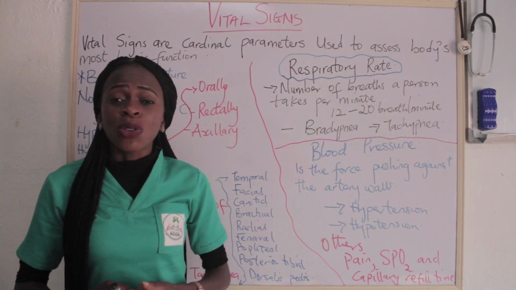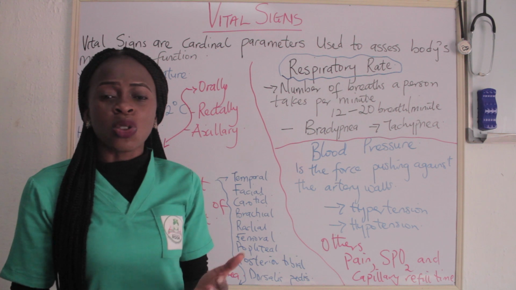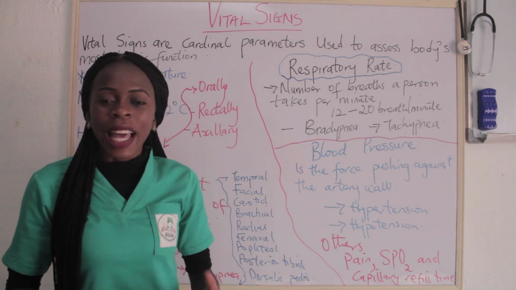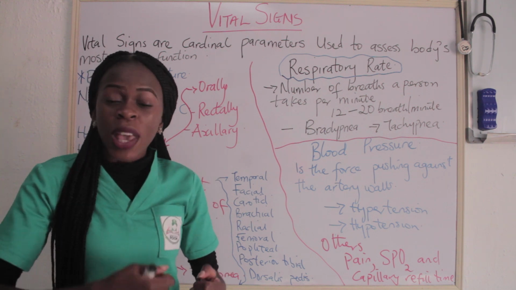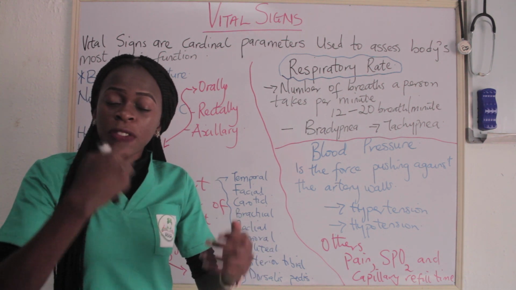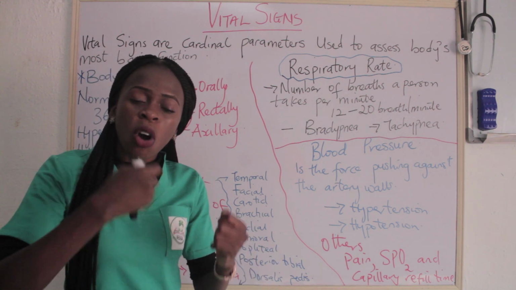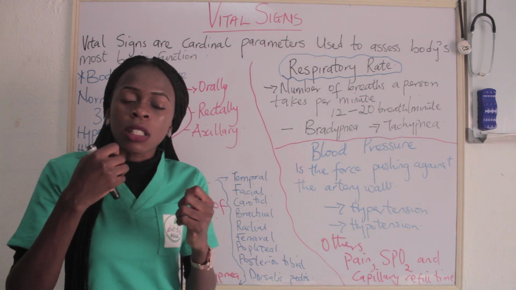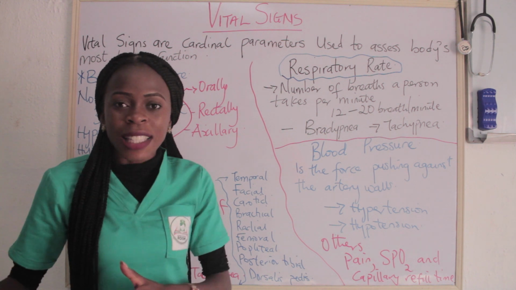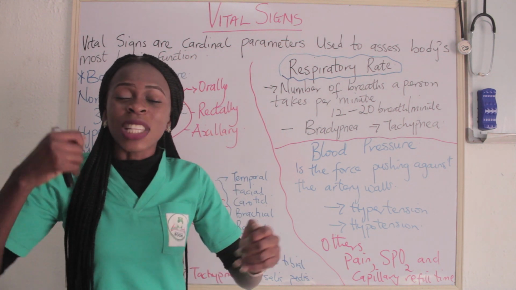But one thing you have to take note of as a nurse is not just to go to the patient's radial artery to check. You have to check the rhythm of the pulse rate. You have to check how it is. If it is slow, if it is very fast, if it is fluctuating, you have to check the intensity.